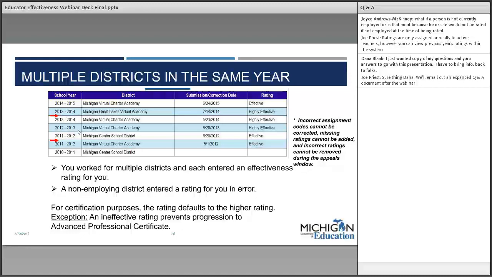If there are 2 ratings in the same year from different school districts or different schools, only 1 rating can be used to progress to the next certificate. For certification purposes, the rating defaults to the higher rating except if the teacher is applying for an advanced professional certificate. For example, if 2 ratings are received in the same year and 1 rating is ineffective, the rating would default to the lower rating because the teacher is not allowed to have any ineffective ratings in the 5 years immediately preceding the application for an advanced professional certificate.